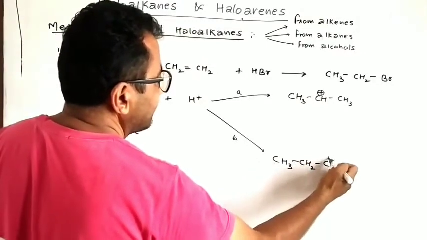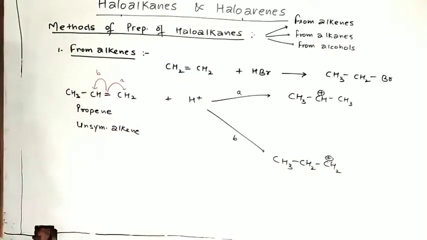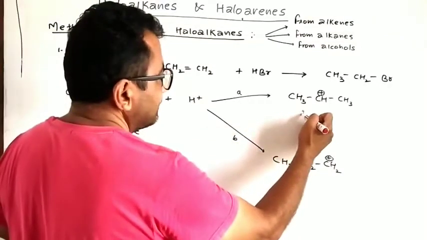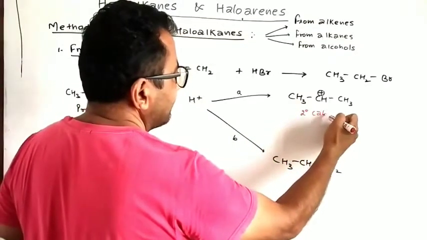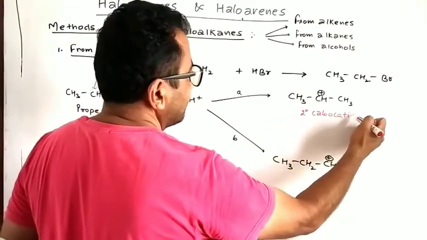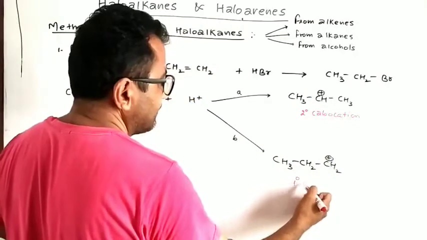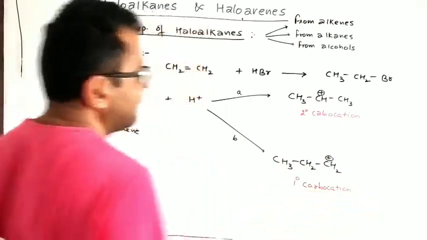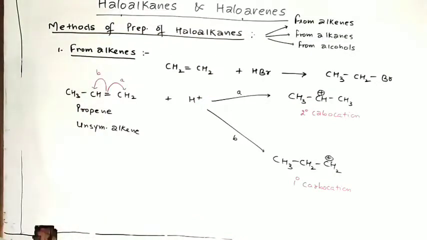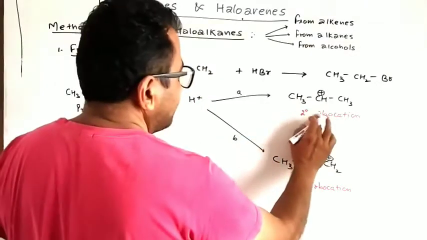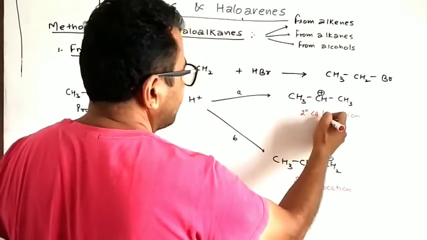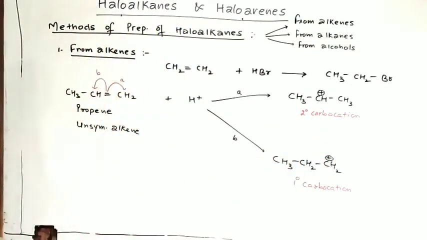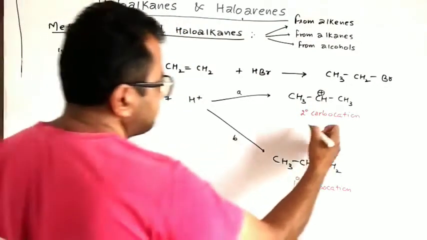So in this way you get two carbocations. This is your 2 degree carbocation, and this is a 1 degree carbocation. The 2 degree carbocation is more stable. You know that the 2 degree carbocation is more stable.